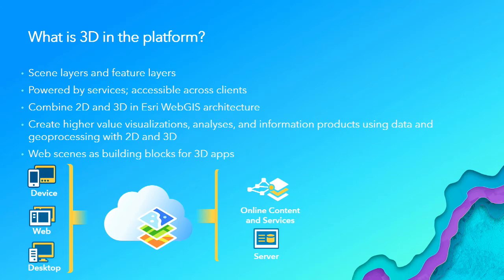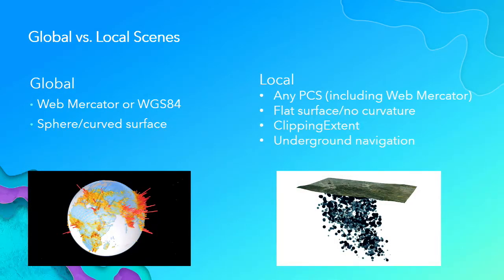Cool. Go ahead. So diving in, let's talk about some basic concepts of global and local scenes that you might have seen throughout the week and in some of our demos as well, or if you came by the island. Global scenes can support cached layers that are in Web Mercator or WGS84. You'll see on that sample image, you get that spherical curved surface look. There's no fixed extent.